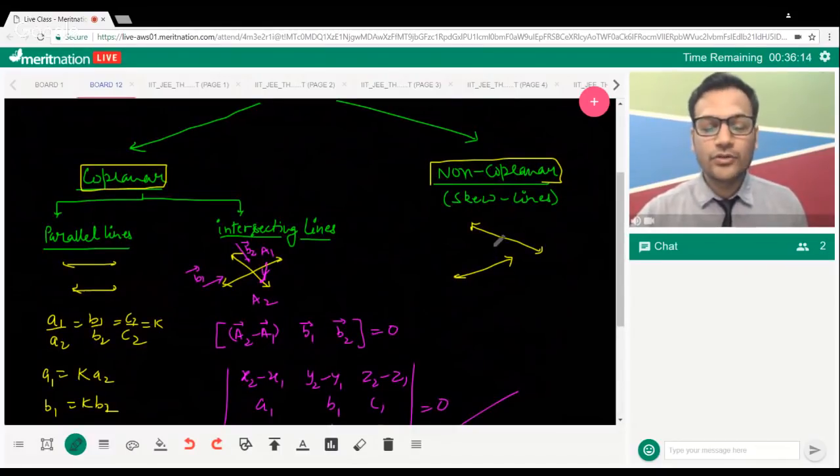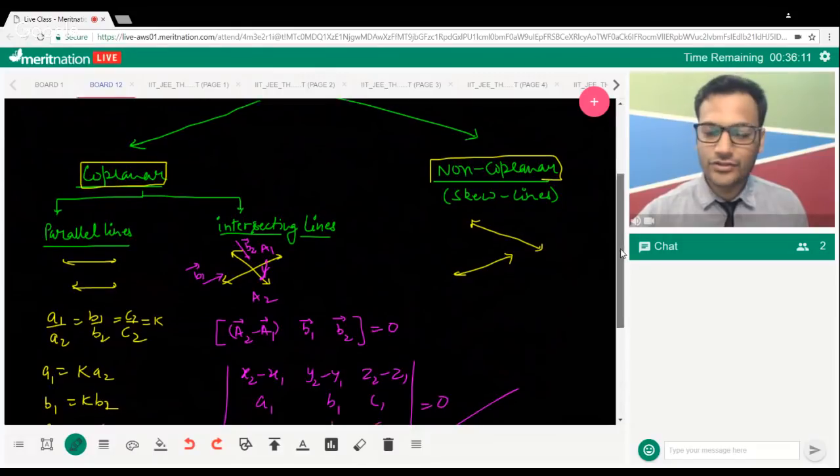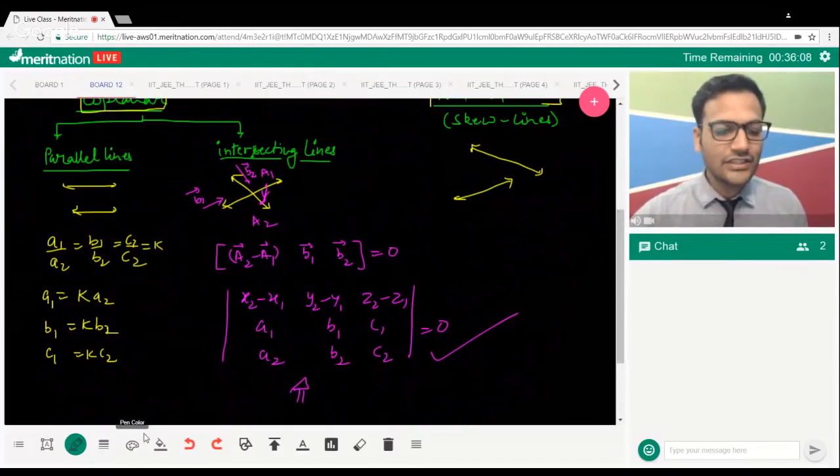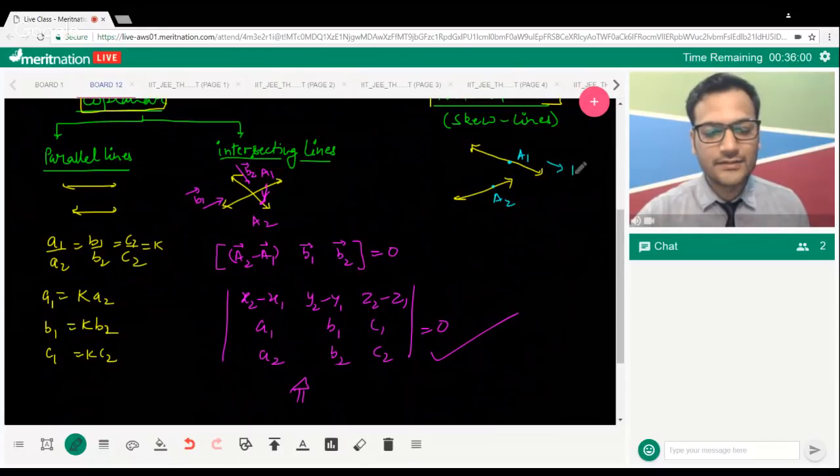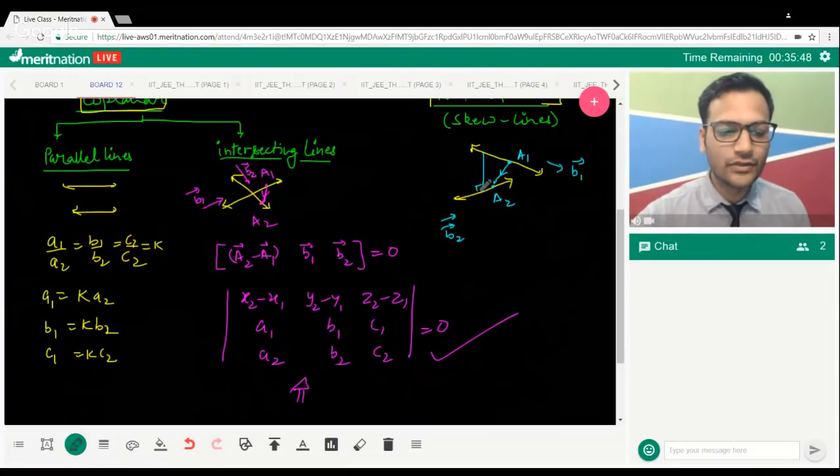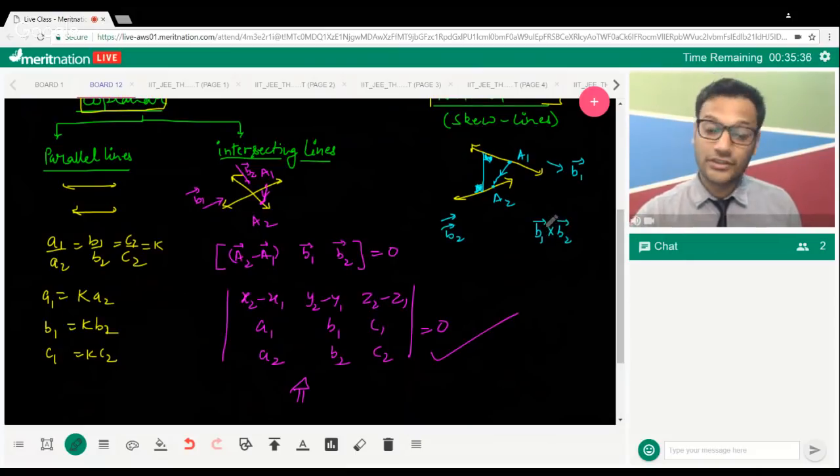And then the question talks about the distance between the lines. That's one very frequent question which you get. So if I take these two points over here also, point A1 and point A2, obviously this one is parallel to B1 and this one is parallel to B2. If I join these two points and project this vector on its perpendicular, the perpendicular vector to both the lines will be B1 cross B2, perpendicular to both lines' directions.